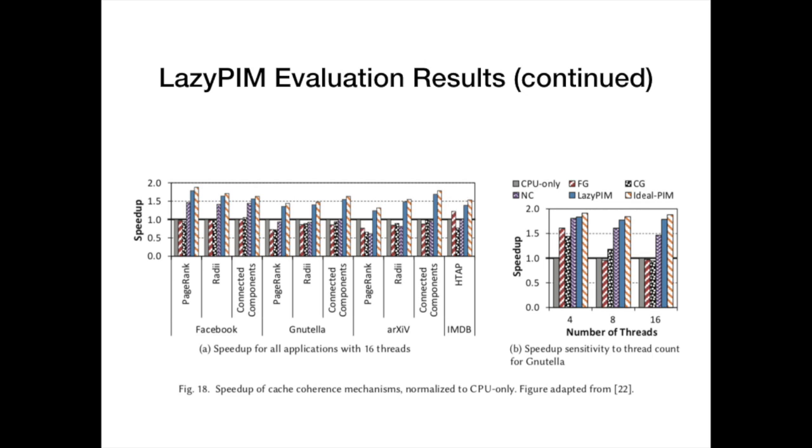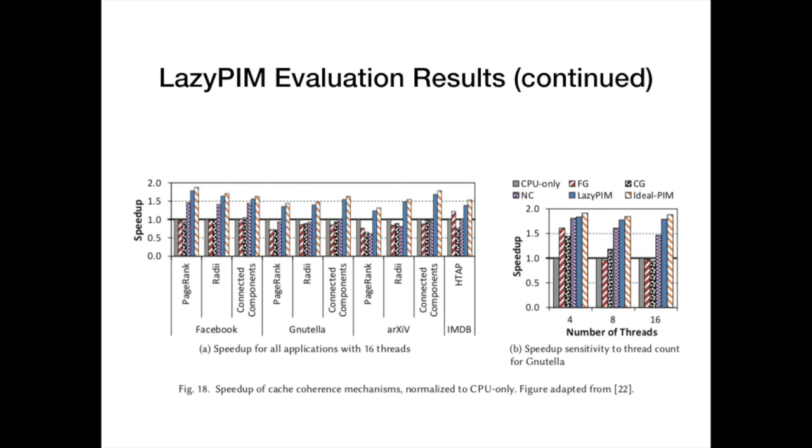Interestingly, the authors found that in all of the applications, a kernel never has to be rolled back more than once. The authors also point out that they believe they can improve the performance of lazy PIM by optimizing the commit process to reduce the rollback overhead.